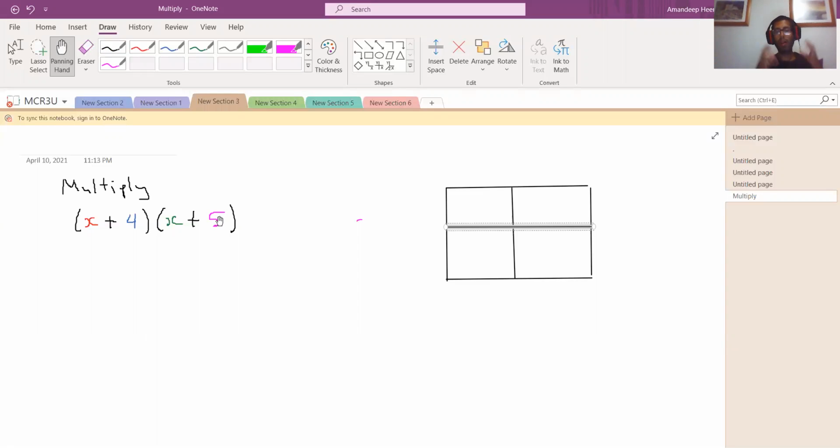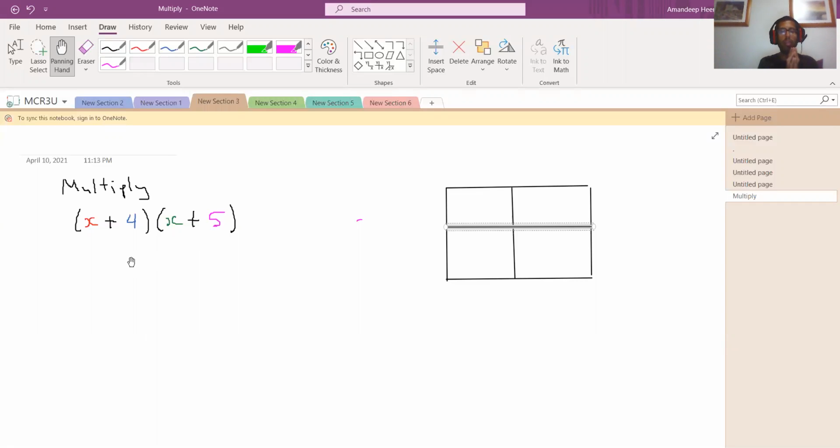So what we're going to talk about is how to multiply two binomials. Now you may have learned FOIL, which is one way to multiply binomials. But I want to propose another way to solve this problem without having to do FOIL, and I will show you in this video.